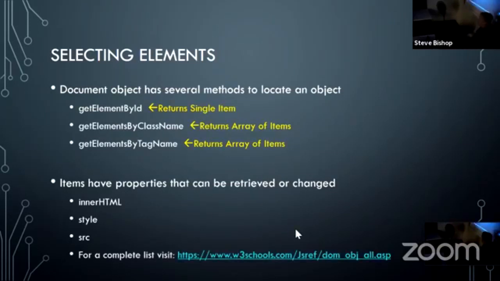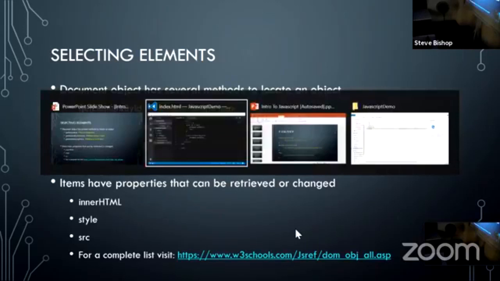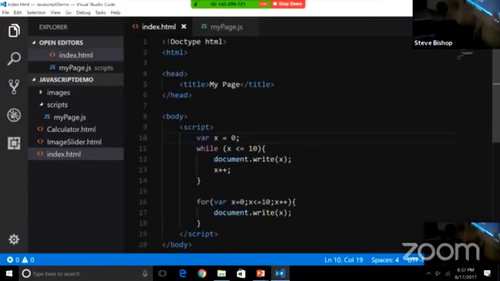But if you want a complete list, because there's a lot of them, you're going to want to go to this URL, www.w3schools.com/js/ref/dom_obj_all.asp. This is going to give you basically all of the properties that you can inspect on any one of these items. Now, let's do this. I want to show you guys real quick what I am talking about.